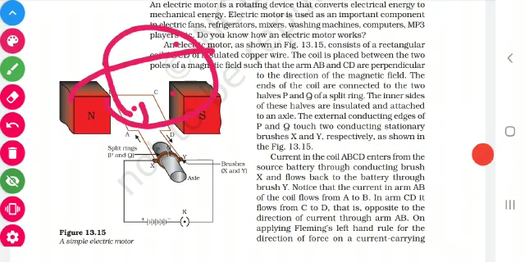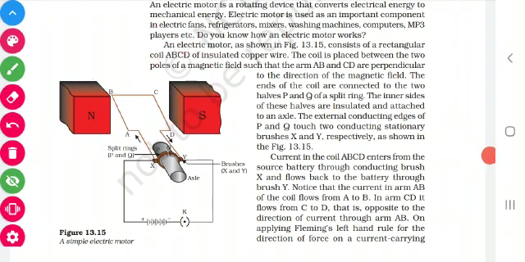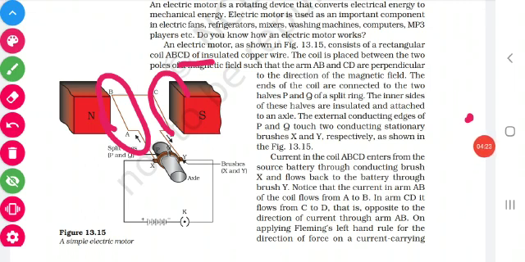So what is that? It consists of the rectangular coil ABCD of insulated copper wire. It is placed between the poles of the magnet such that the arm AB, this is the arm AB and this is the arm CD, they are perpendicular to the direction of the magnetic field. Here we are going to apply Fleming's left hand rule. So everything has to be placed perpendicular.